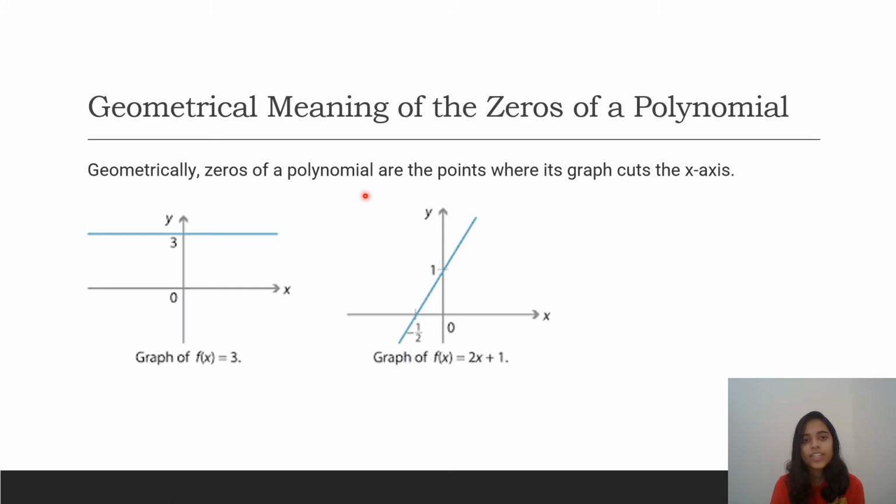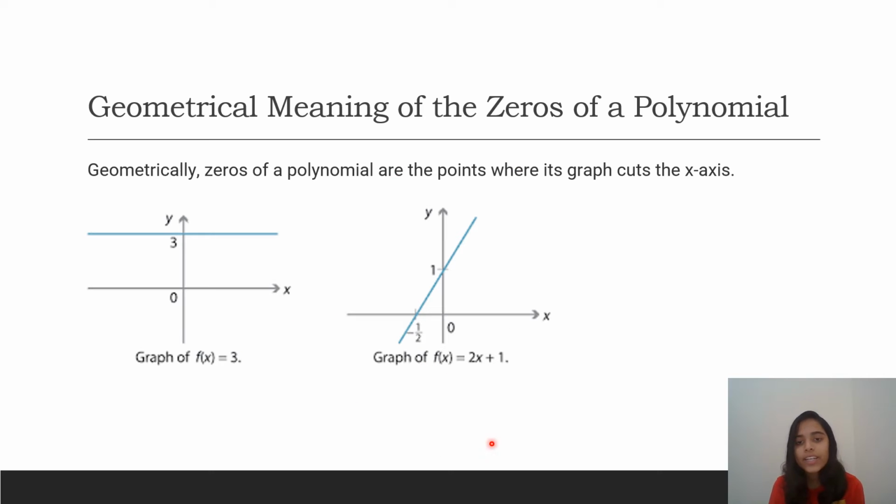So now let us try to understand the geometrical meaning of zeros of a polynomial. Geometrically, zeros of a polynomial are the points where it cuts the x-axis. So in this first graph, we can say that the graph of the polynomial doesn't cut the x-axis at all. So what it implies is it has no zeros.